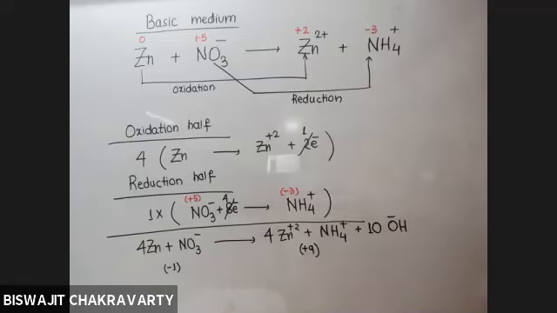And hydrogen, oxygen, how many on the left hand side? Already 3 are there. 2. 7.